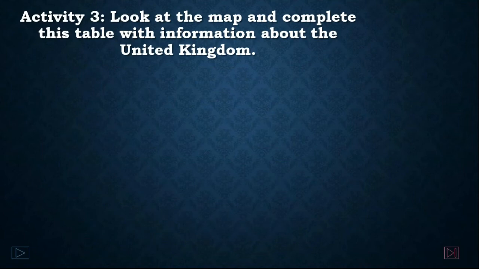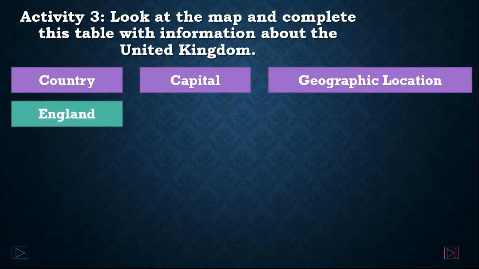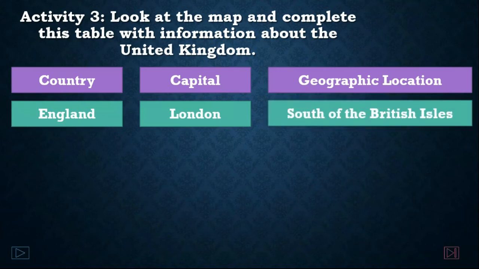So activity 3, you look at the map. So we have the map on page 86, right? And complete the table with information about the United Kingdom. So we have here the country, the capital, and the geographic location. Right. So the first example is given here in your activity books. The first country is England. The capital is London. And the geographic location, it's in the south of the British Isles. Right?